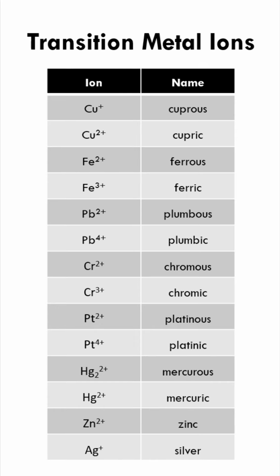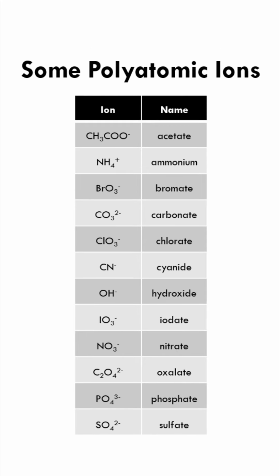Also, we must be aware that transition metals may have more than one known charge as summarized by this table. We must also be familiar with polyatomic ions, or ions that are composed of more than one atom.